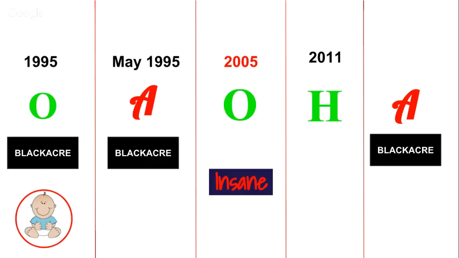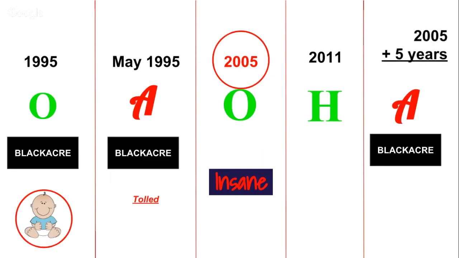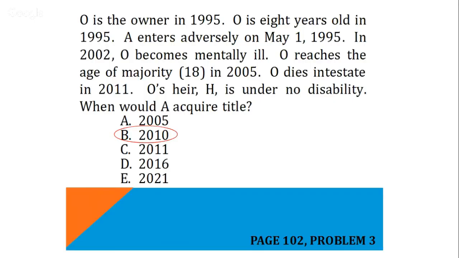Well, in 1995, O was under the disability of infancy. Remember, it's only one disability at a time. And in 2005, O reached the age of majority. Because of the disability, any requirement was tolled. So in 2005, we'll add 5 years to the end of the disability, giving us 2010 as the date that A would acquire title. And the answer is B, 2010.